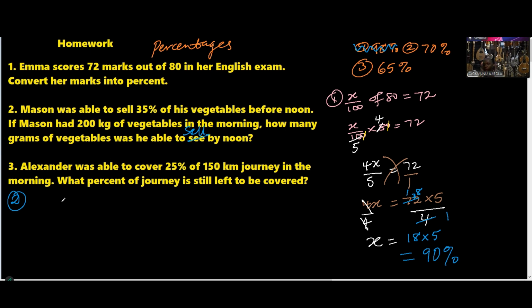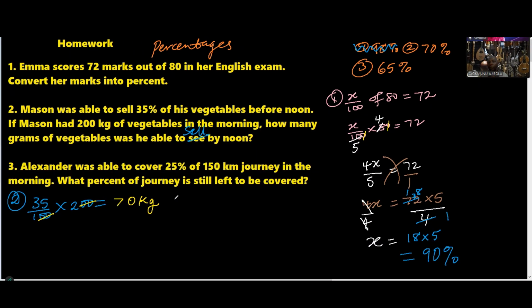Out of 200, 35% has been sold. So that means we have to find 35% of 200. What do we do? Two zeros are at the top, two zeros are at the bottom, cancel. Then 35 times 2 is 70. That is 70 kilograms that has been sold, because 35% of 200 kilograms is 70 kilograms.